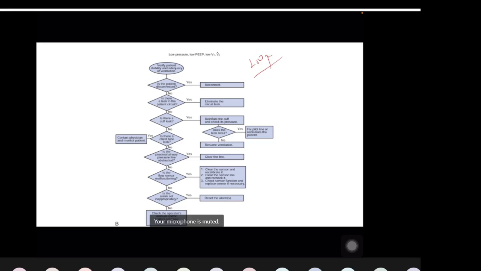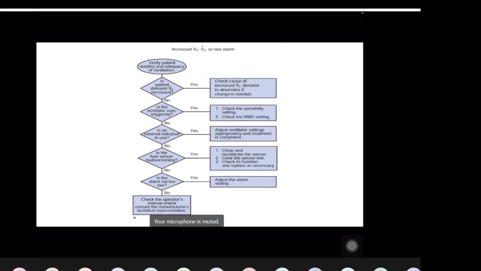Also, if all these things are normal, we have to assess whether the exhalation valve is malfunctioning. In that case, we have to call the biomedical team. Always look at the alarm settings, and whether they are appropriately placed or not. Then, if a high minute ventilation alarm is occurring, assess the flow demand of the patient and adjust the flow accordingly. If there is auto-triggering, change the trigger setting accordingly. Also assess whether the flow sensor is functioning properly, and finally whether the alarm settings are appropriate or not.